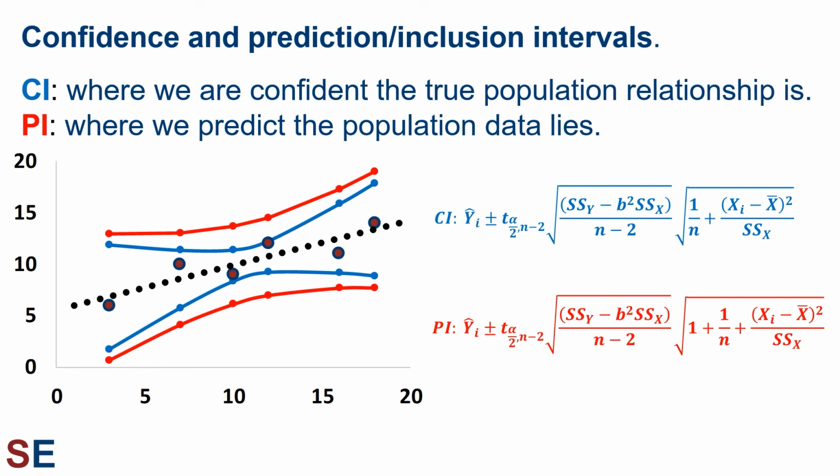In the figure, the red lines show the 95% inclusion interval, the region where we predict 95% of the population data values are. Published analyses commonly show the confidence interval for the best fit line, but rarely show the prediction intervals because we're usually more interested in the overall relationship than in exactly where the individual population values are.